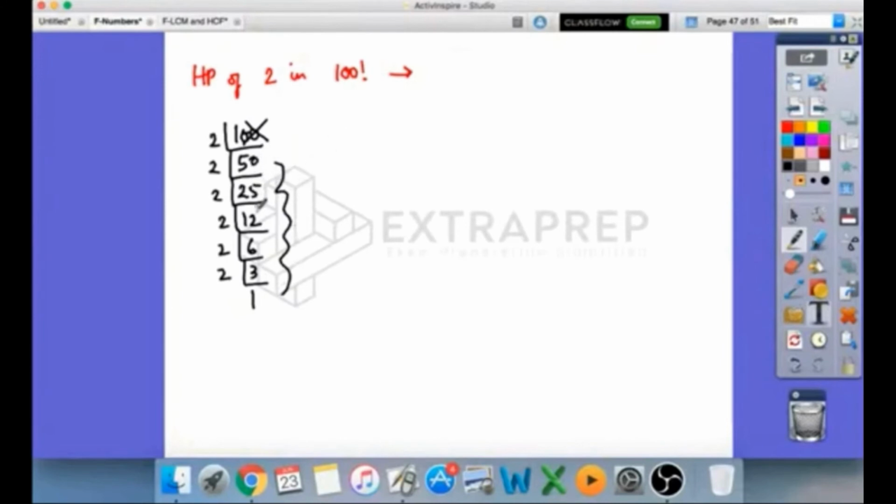50 plus 25 is 75. 75 plus 12 is 87. 87 plus 6 is 93. 93 plus 3 is 96. Plus 1, 97 is the answer. I hope it's easy.